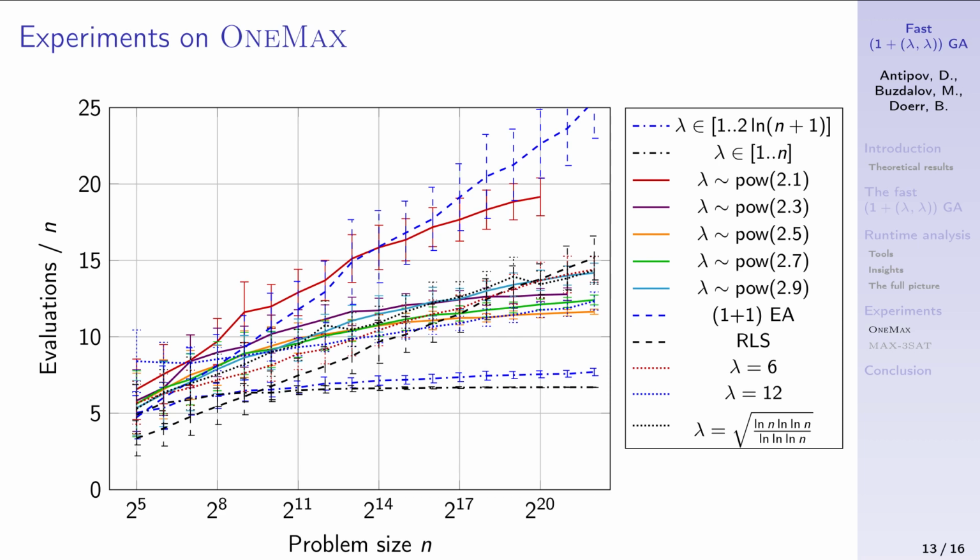Finally, the solid lines, which represent the fast GA, don't look really horizontal, so one can argue whether the runtime of the fast (1 plus (lambda, lambda)) GA is linear. However, they show a tendency to become horizontal, except for the red line, which corresponds to beta equals 2.1. And from this picture we can say that the best choice of parameter beta is 2.5. However, choosing any beta from 2.3 to 2.9 doesn't change the runtime a lot, so they all are acceptable.